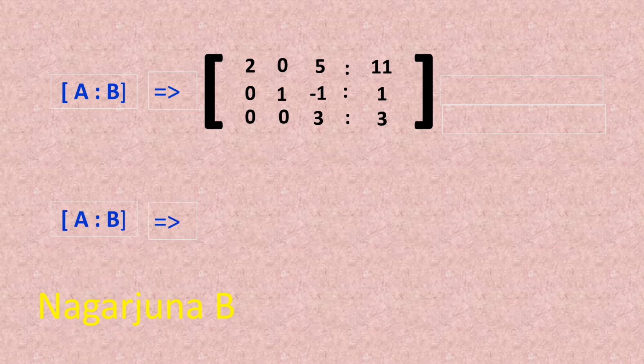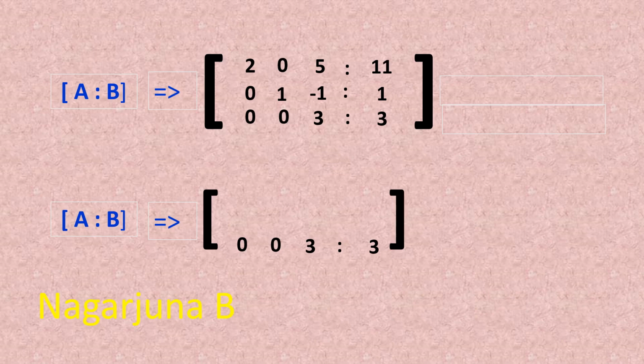Now the third step says that we need to use A double dash 3 3 to make the elements A dash 1 3 and A dash 2 3 become 0 by using the row elimination method. So the third row will be unaltered. For that purpose, write the third row as it is, that is 0 0 3 colon 3. If you have divided, then it will be 0 0 1 colon 1.